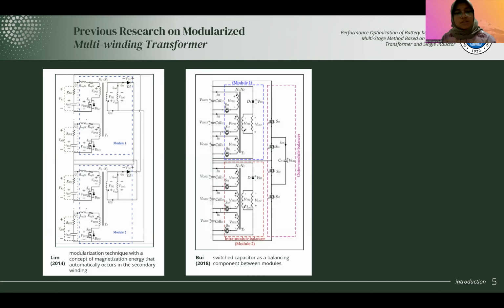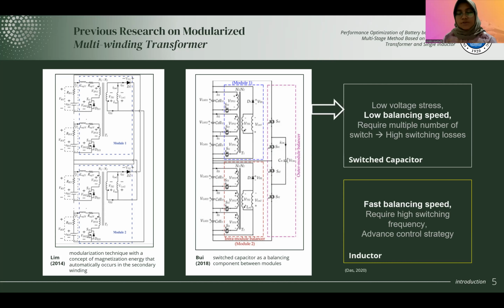The second research was done by Dewey in 2018. When we see these two topologies, there's a distinct difference: there are complementary elements like a switch capacitor as a balancing component between modules. But based on our study and research, we found that the switch capacitor has a relatively low balancing speed in comparison with the inductor.